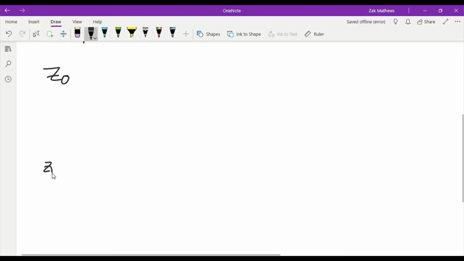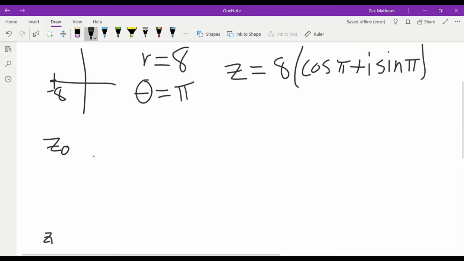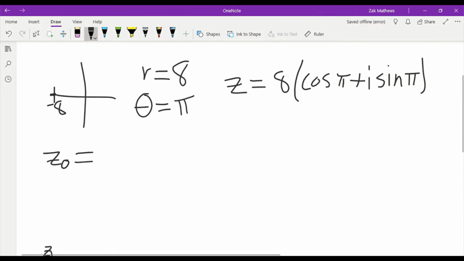Why am I stopping at z2 if I want to find the third roots? Well, if I look at how many z's or how many roots I have on the screen right now, it's 3. 1, 2, 3. So I have the 3 roots right there. Let's go ahead and work on this first one.